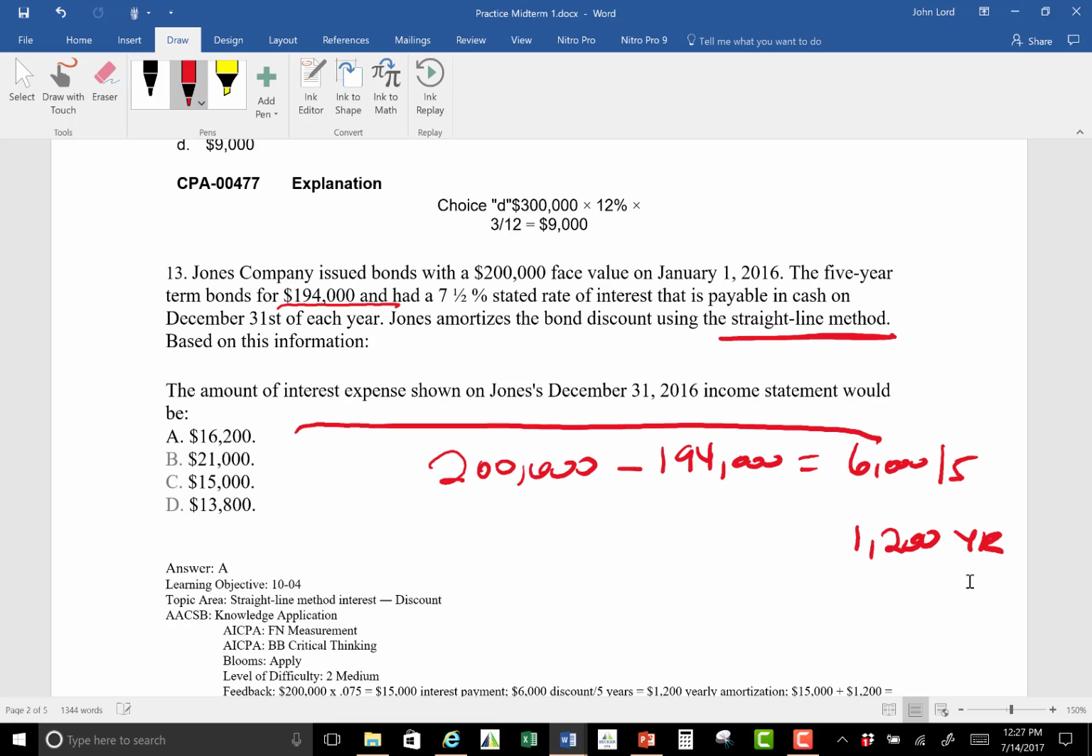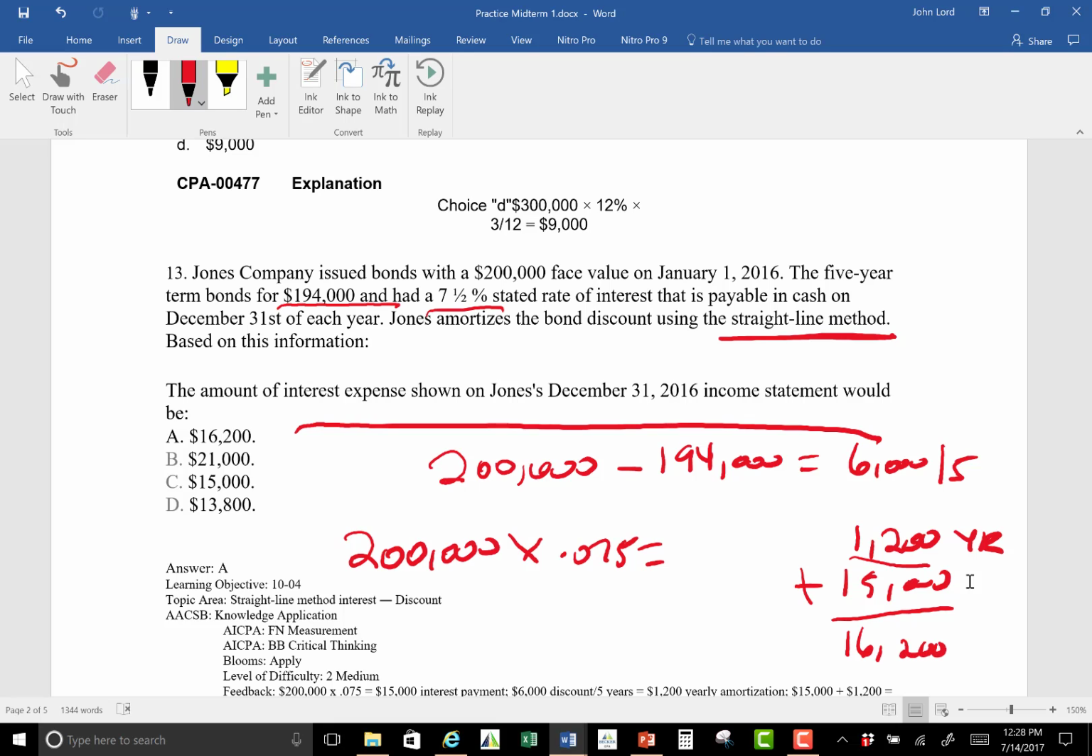But then we have to figure out our cash interest, don't we, to get our total interest expense. My cash interest is going to be 200,000 times, and I have to use the stated interest rate, 0.075. And so what's that give me? 15,000? So if you take the amortization of the discount using straight line plus the cash interest, the answer here should be 16,200.